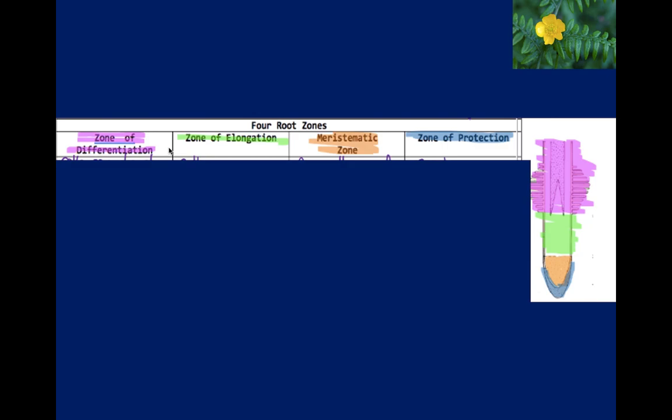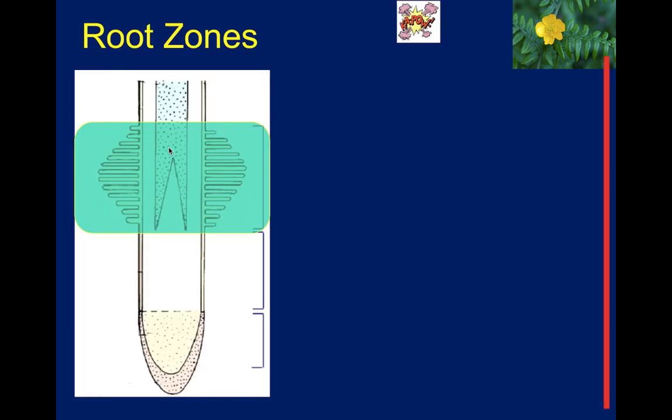So this is what I suggest that you do. You color code them for yourself. So the zone of differentiation is the pink, and these are your root hairs. We have the zone of elongation, we have the meristematic zone, and the zone of protection is the blue. Alrighty, so we're now filling in the boxes.